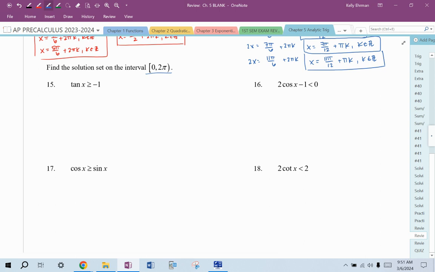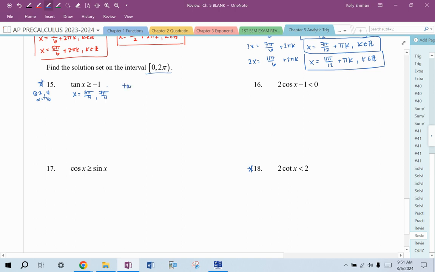Number 15, tangent is already isolated. Remember, with tangent and with cotangent, you need to include not only the values that make tangent equal to -1 or cotangent equal to 1, you also need to include the values where tangent and cotangent are undefined. So tangent x is equal to -1 in quadrants 2 and 4. The reference angle is pi over 4. So the first two critical numbers that we get are x equals 3 pi over 4 and 7 pi over 4. And because we're on the interval 0 to 2 pi, we're not adding 2 pi k to those.